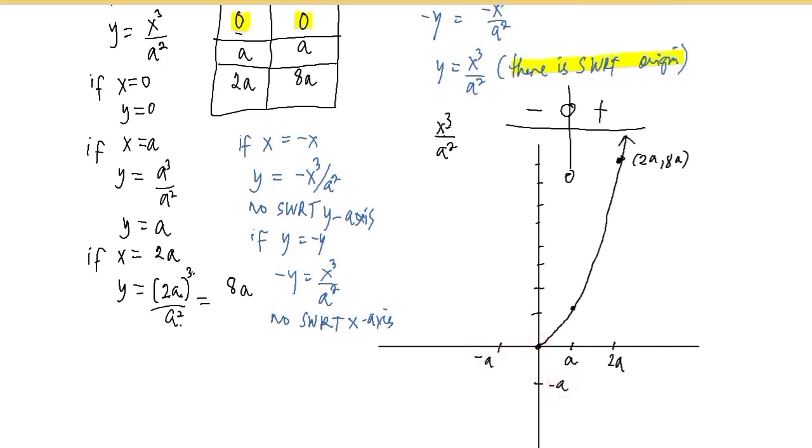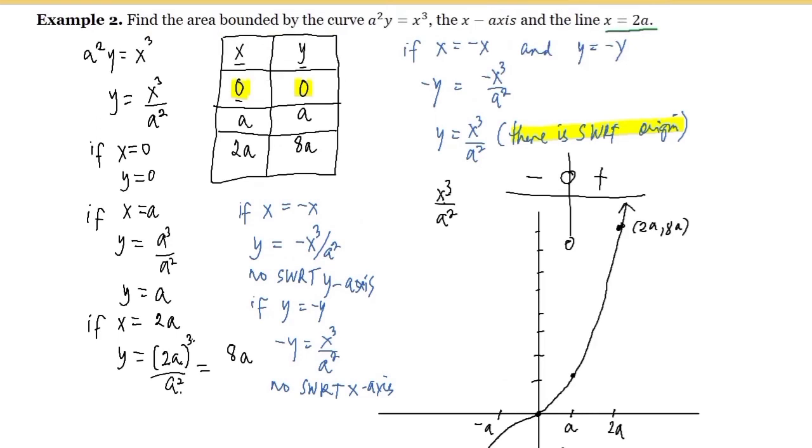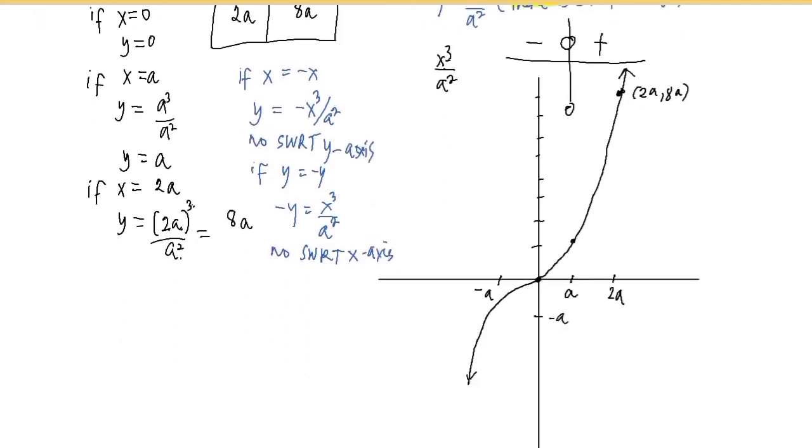So therefore, since it's symmetrical, this is what the other side looks like. And this goes to negative 2a, negative 8a. Okay, so since our concern here is the area bounded by the x-axis, the line x is equal to 2a, and the curve, we only consider the area bounded by this line, which is x is equal to 2a, the x-axis, and our curve.